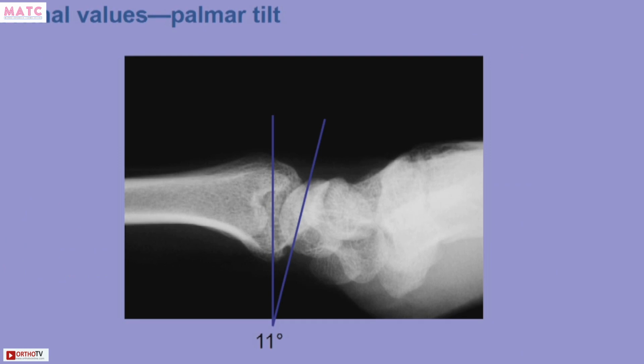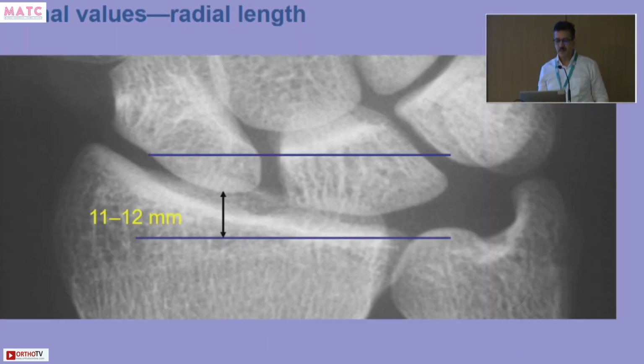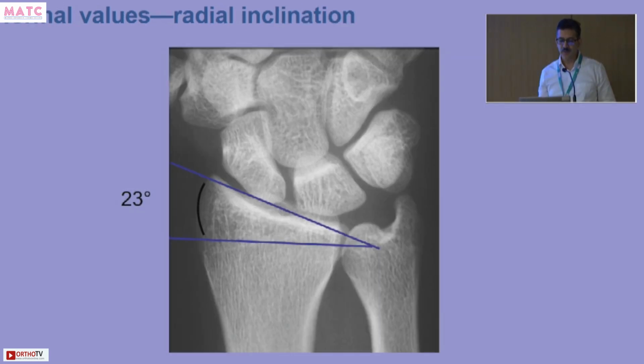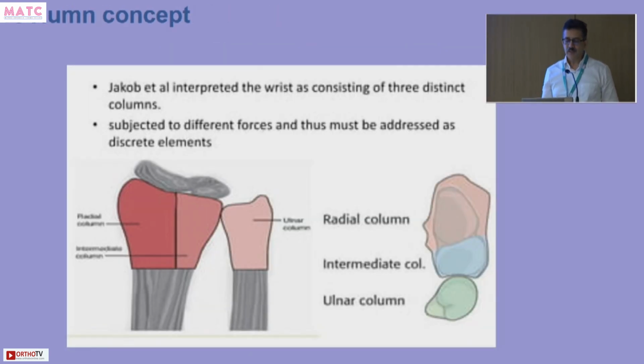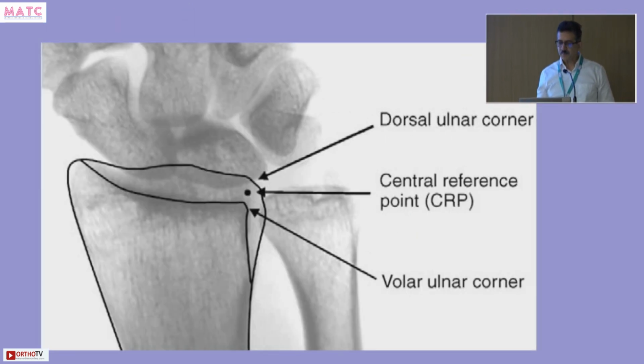Then the volar palmar tilt, then the angles, basically the distance between the proximal and distal part of the radius, about 11 to 12 millimeters. Angulation is about 23 degrees and radial ulnar variance is 0. There is a 3-column concept which states that there are 3 columns which have to be maintained while doing the reduction or the fixation. These corner concepts also are important.